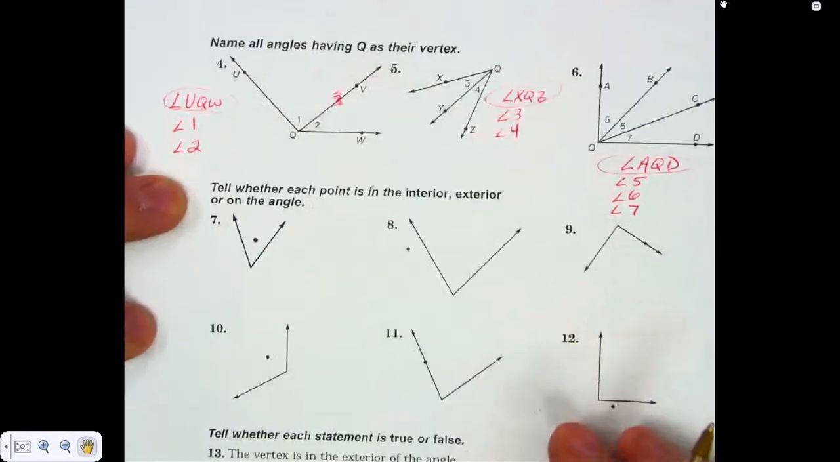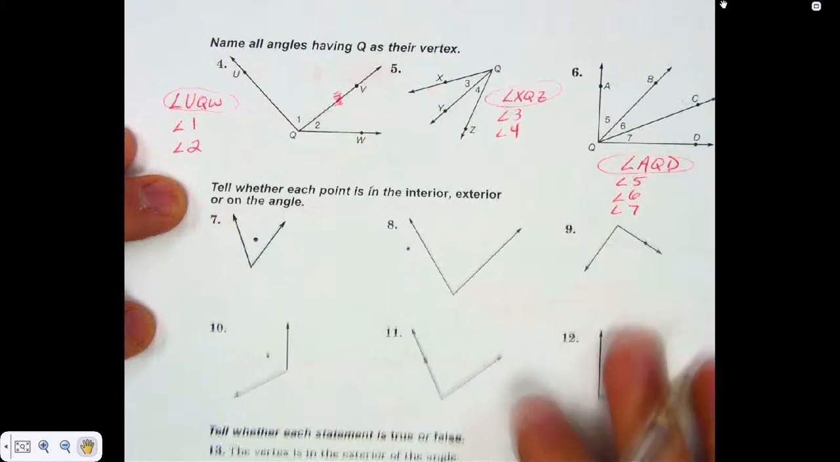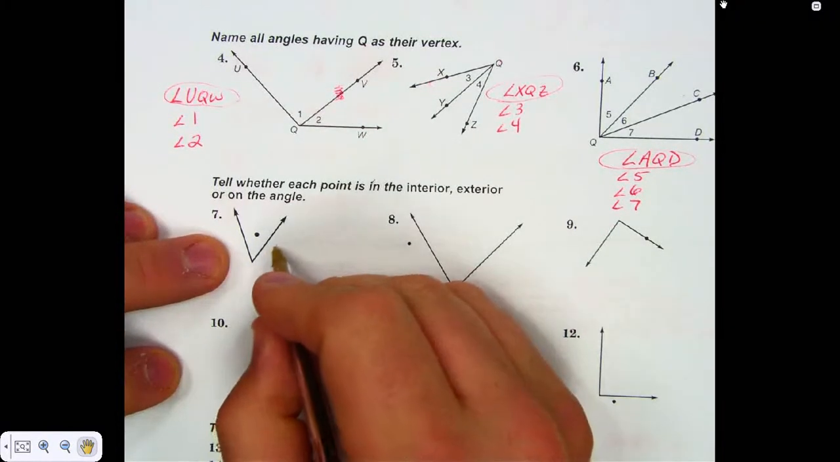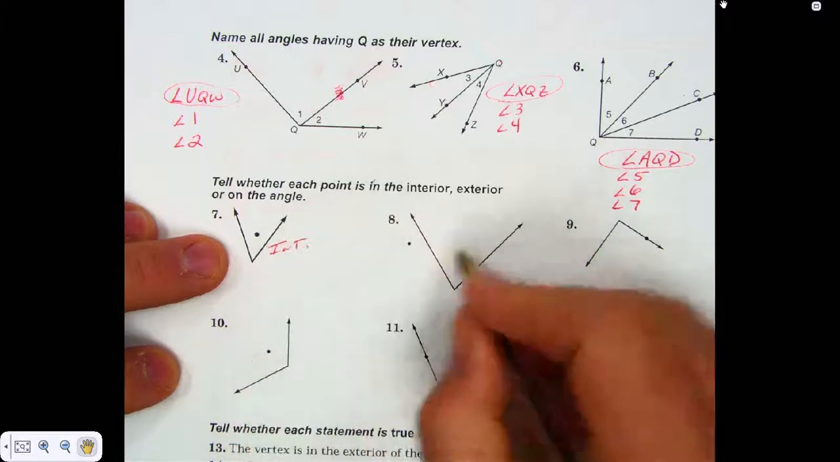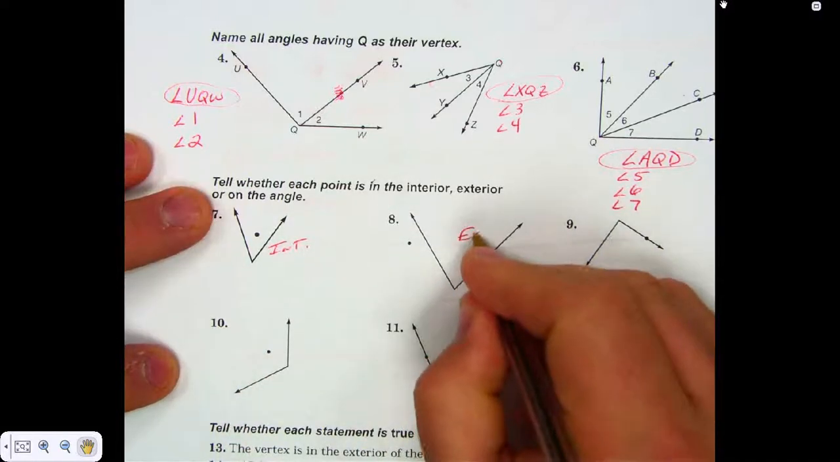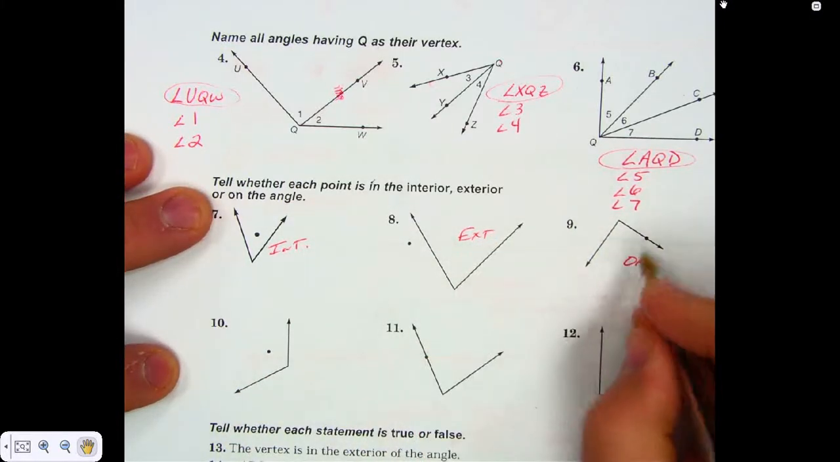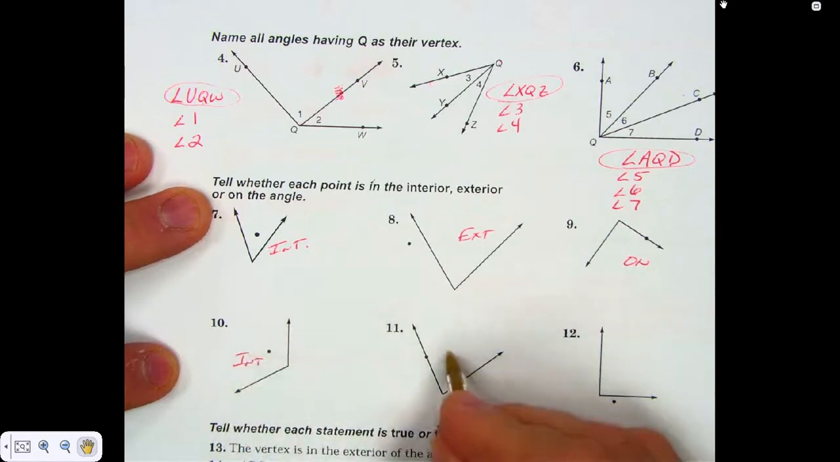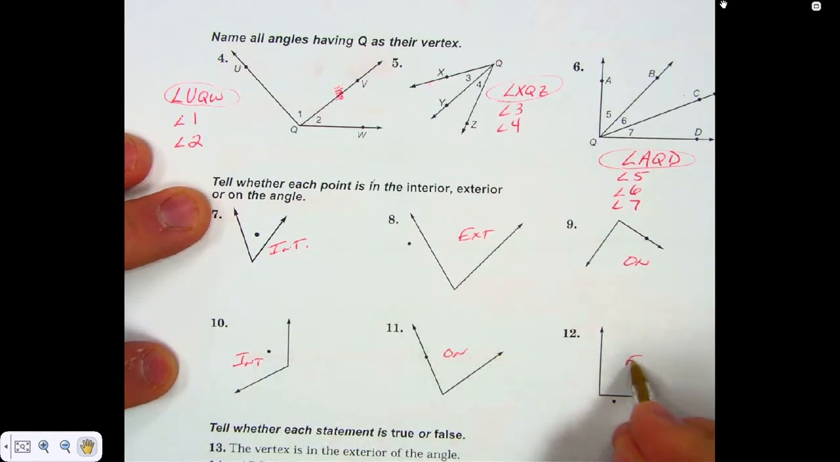Can you guys tell me, this one, interior, exterior, or on? Interior. Interior, here, exterior. On. Interior. 9 is on, here, interior. On. Exterior.